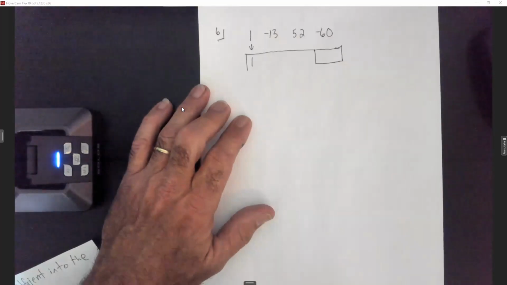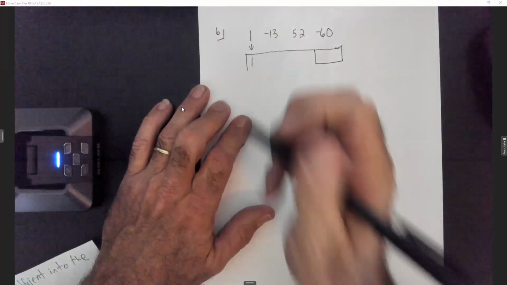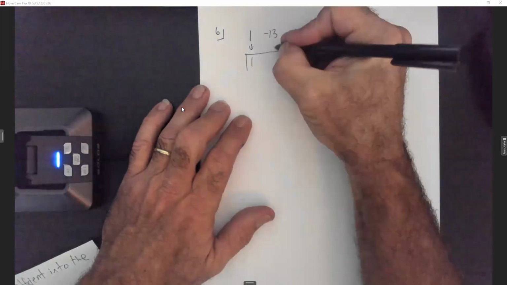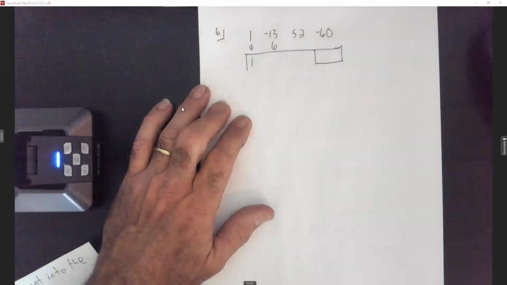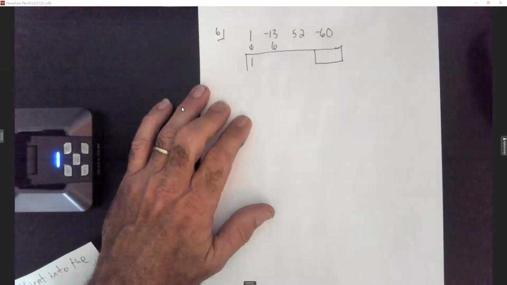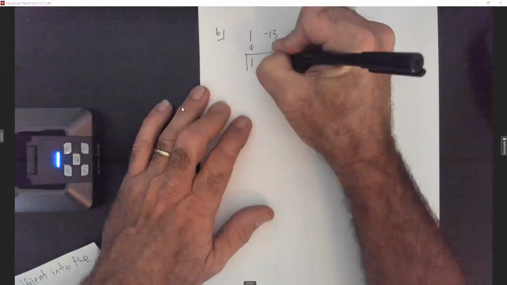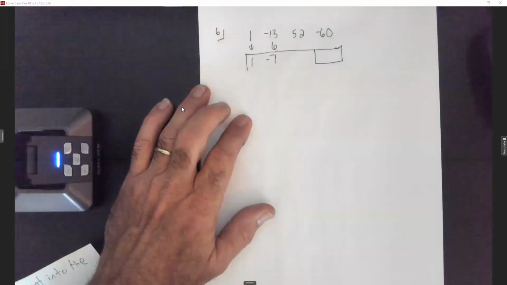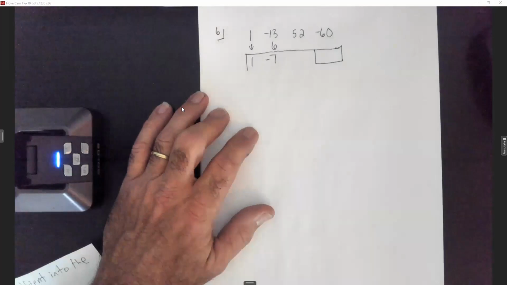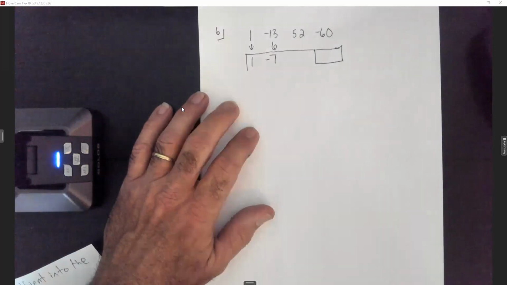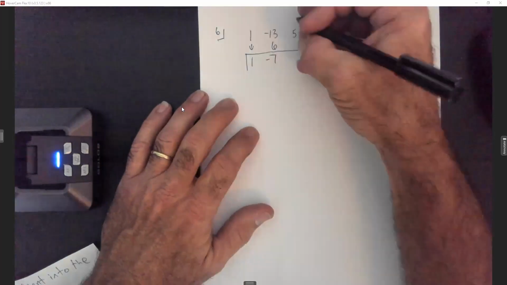1 times 6. So 1 times 6 is 6. And y'all putting that in that second column. So then you're going to add that, let's see, negative 13 and 6. Negative 7. All right, now I'm going to do what? Multiply negative 7 by 6. All right, so let's see, that's a negative 42.